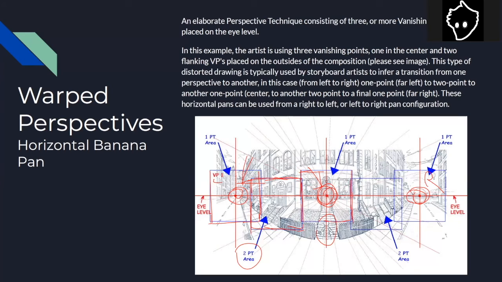Then again, we go back over here. That's another area that we can use for 2-point perspectives. And then in this area right here, down the street right over here, that could be for 1-point perspective again. So these horizontal pans can be used from right to left if you're ever going to make an entire pan configuration. A pan configuration is probably something that they're going to teach you about in storyboard programs, where you're going to have the entire camera view go from here to pan over here.